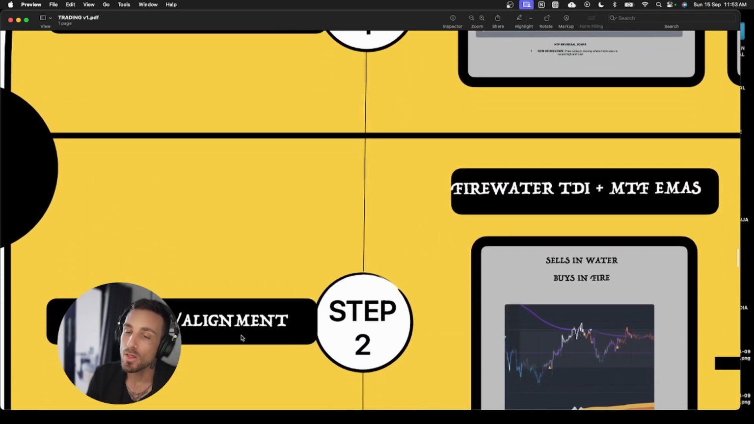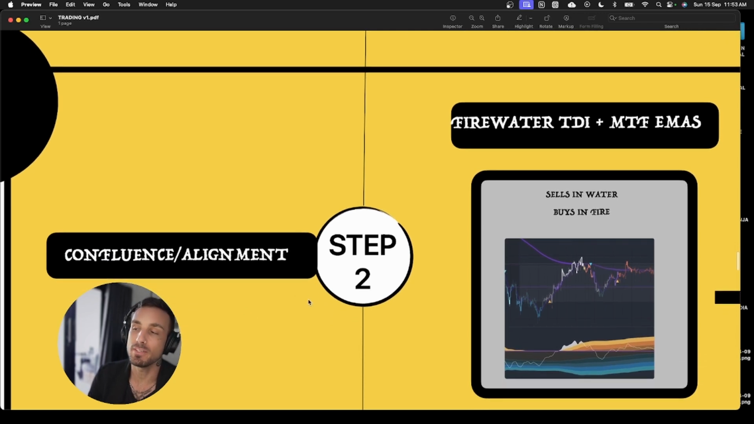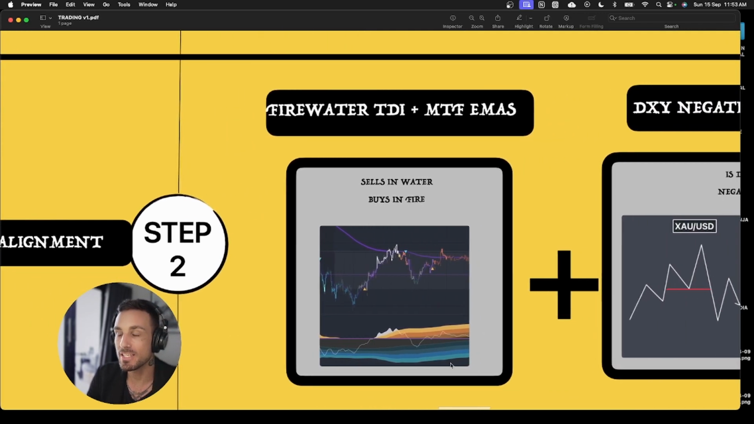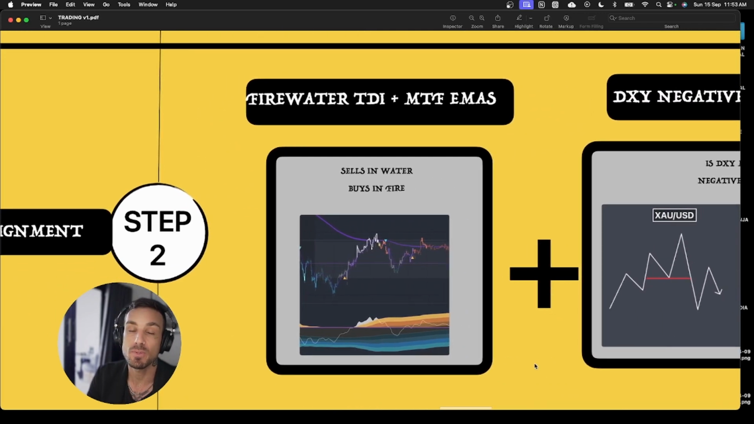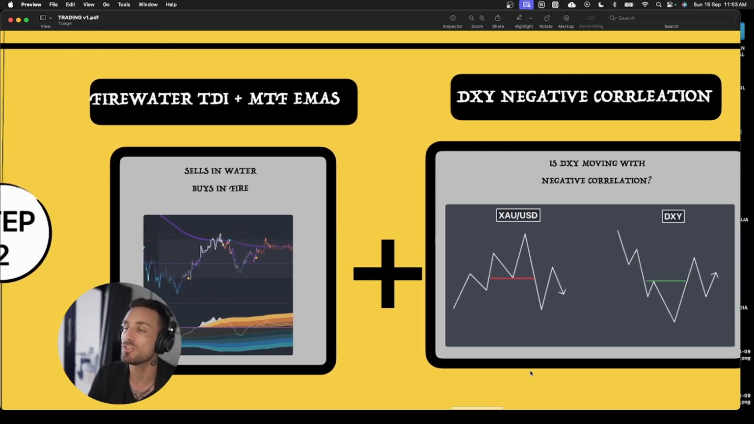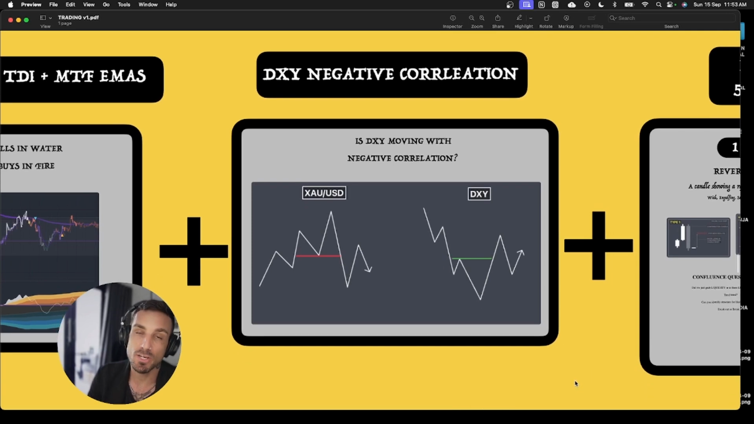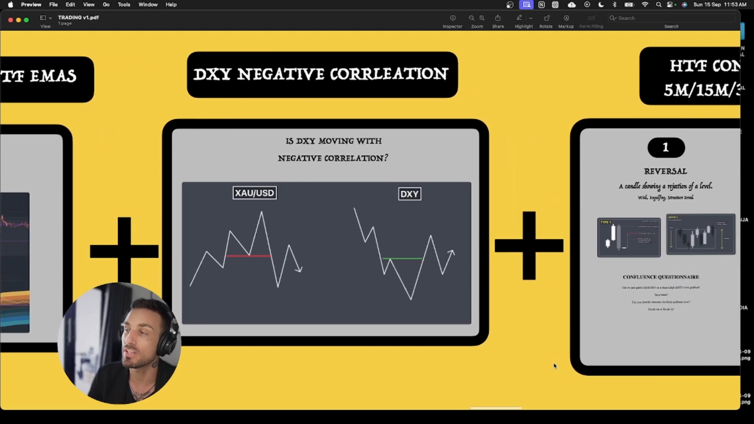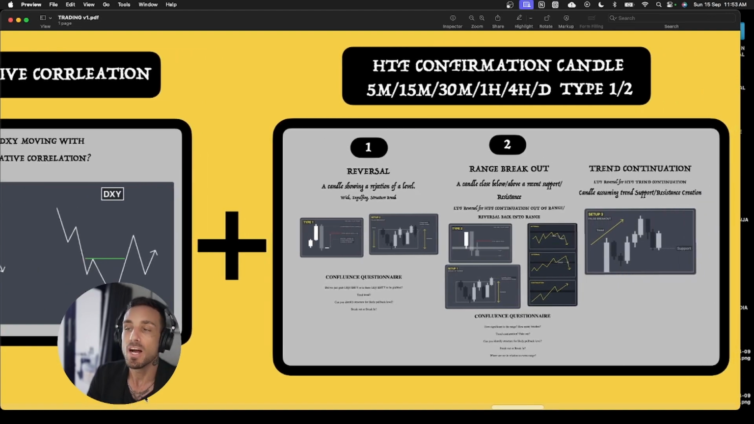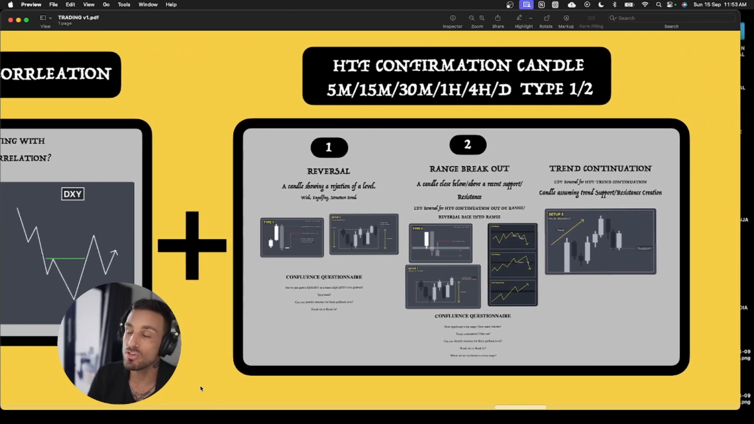Step two, we're looking for confluence and alignment. I have my Firewater TDI indicator, which gives me some clarity of what kind of trend we're in, if we're shifting between bearish or bullish. It just helps me simplify the lower time frame price action to give me confidence on what is most likely to occur. We look for Dixie. We look to see if Dixie's trending bearish or bullish at the time of open to give us more confidence in our trades. And then we look at higher time frame candle structure and closure.